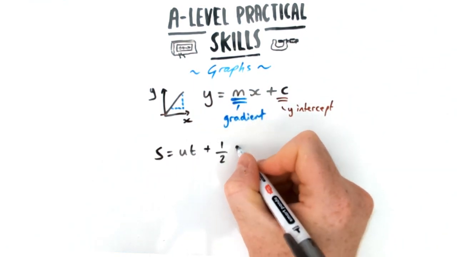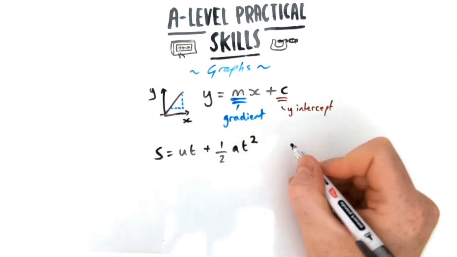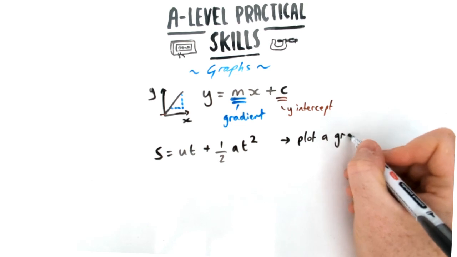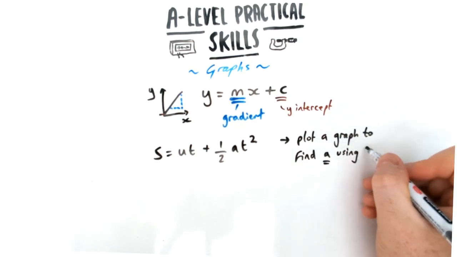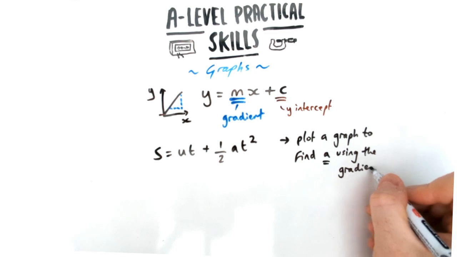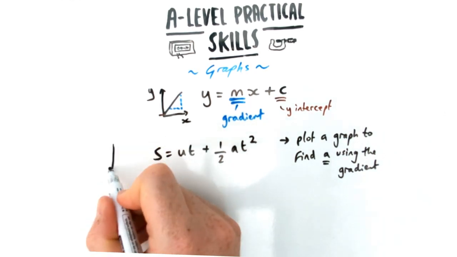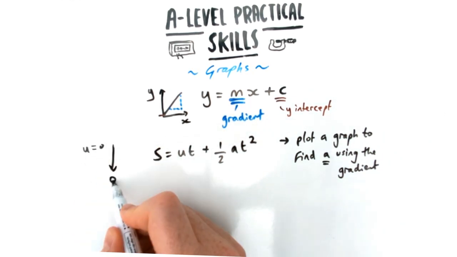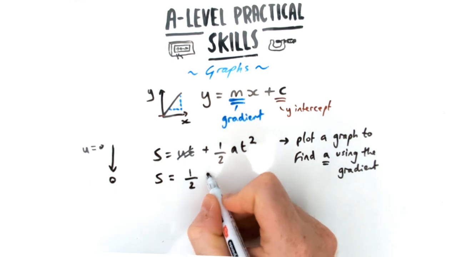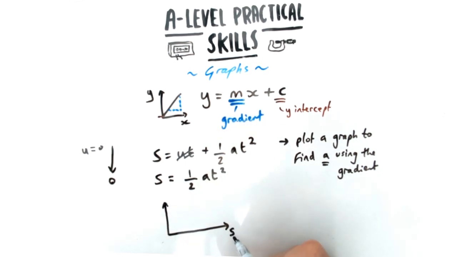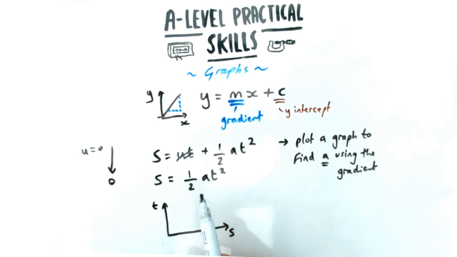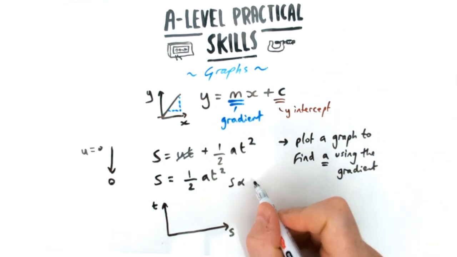So let's apply this to our SUVAT equation. The SUVAT equation we're going to use is s = ut + ½at², and the question might say something like plot a graph to find acceleration for an object being dropped using the gradient. So if it's being dropped, we can make a quick assumption to make our lives easier, which is u = 0. So now we've got s = ½at². Now the graph we might plot might be how varying distances affects the time. So varying s affects t.